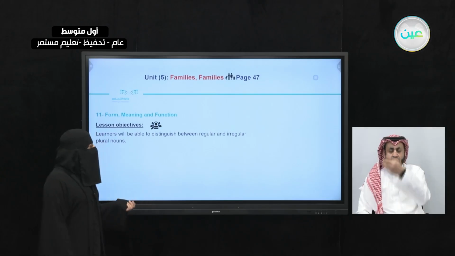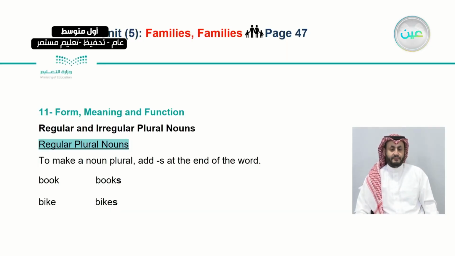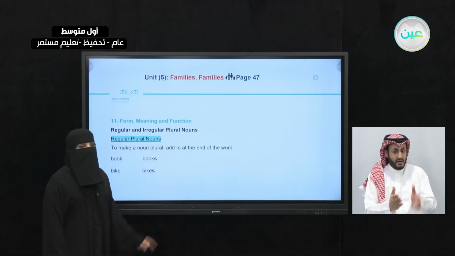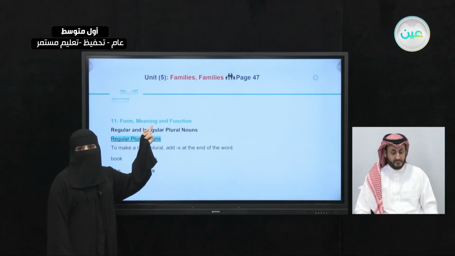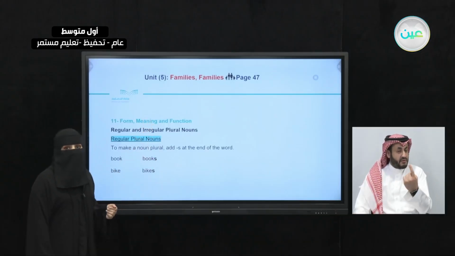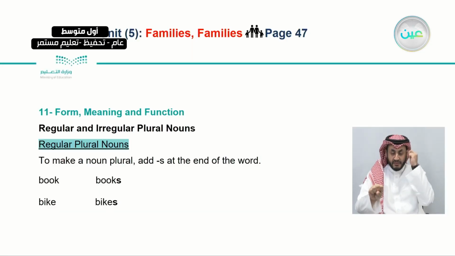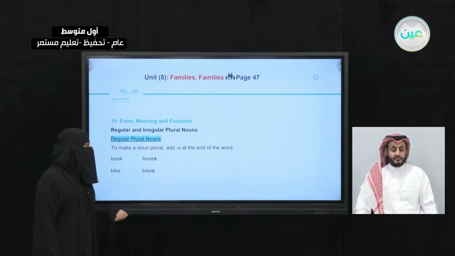Okay, let's have a look and see. Form, meaning and function, page 47, unit 5, families. Regular and irregular plural nouns. Regular plural nouns. Remember when we talk about families, look at our unit. Families. Is it plural or singular? Good job. We didn't say family. Families, more than 1 family. So it's a plural noun.